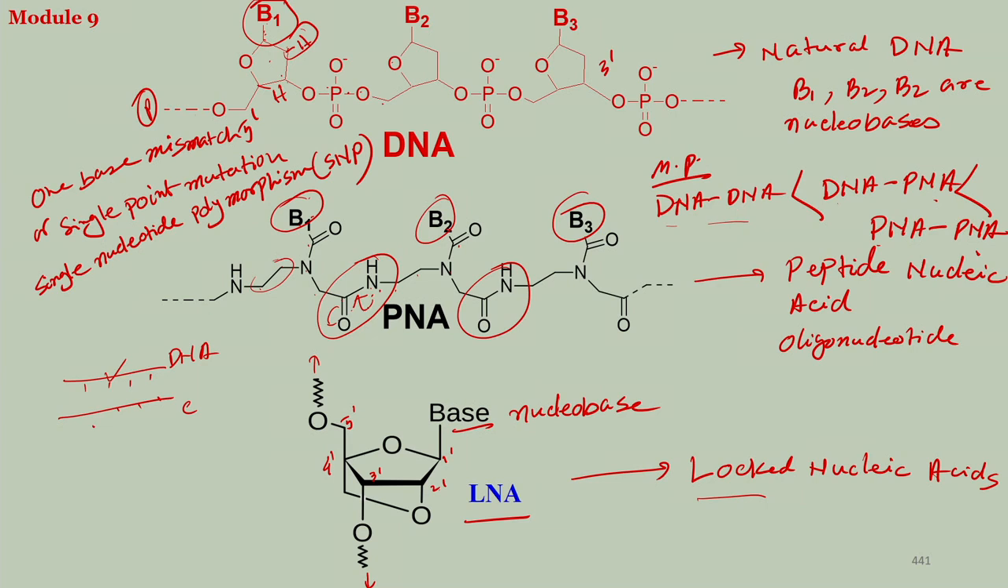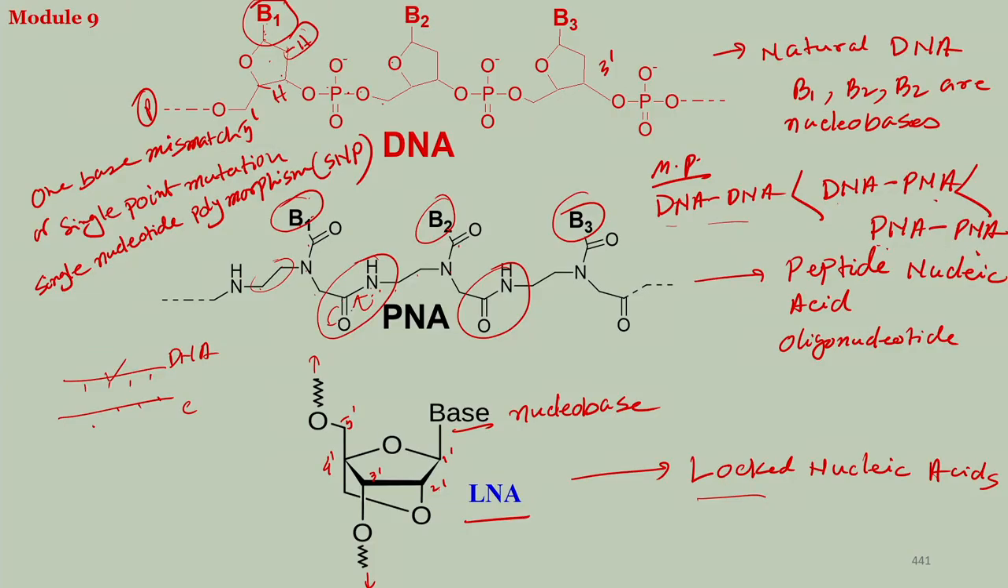PNA, on the other hand, if you look at the backbone, is neutral, it does not have a charge. Therefore, if you make a hybridization of DNA with a PNA, then this repulsion will not be there. So, that destabilization factor in DNA-DNA is not present in DNA-PNA or in PNA-PNA. That is one of the reasons why the melting temperature is higher, or in other words the hybridization is stronger.